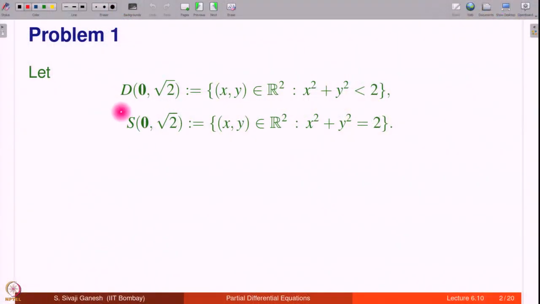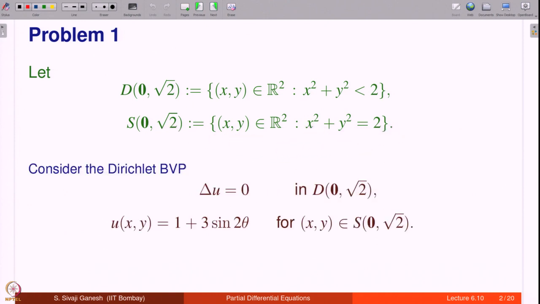Welcome to tutorial 2 on Laplace equation. Problem 1: let D(0, root 2) denote the open disk of radius root 2, and S(0, root 2) denote the circle of radius root 2. Consider the Dirichlet boundary value problem: Laplacian of u equal to 0 in the disk D(0, root 2), and u(x, y) equal to 1 plus 3 sin 2 theta for (x, y) belonging to S(0, root 2). Find u(0, 0).